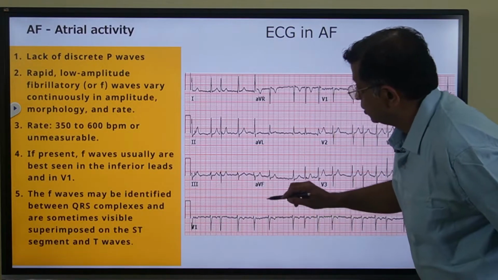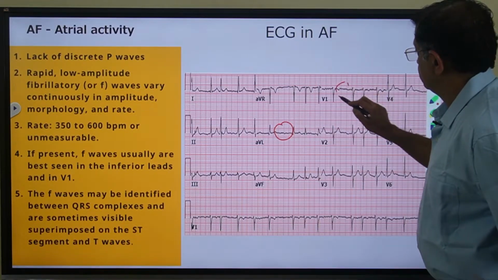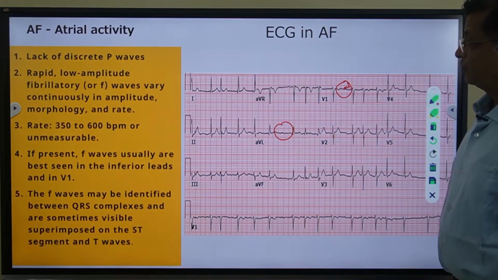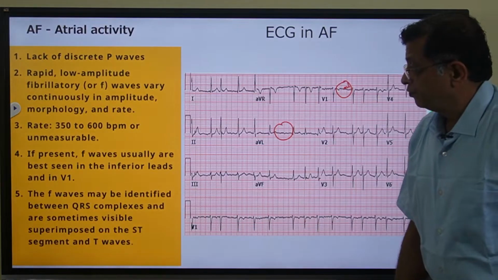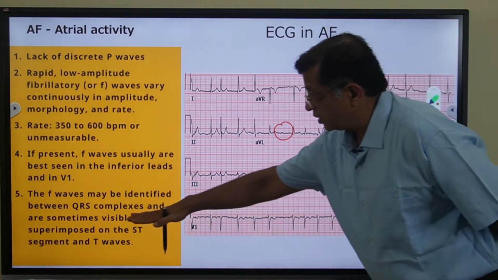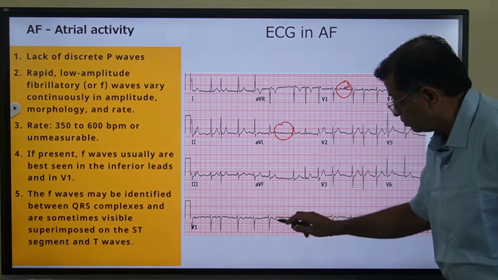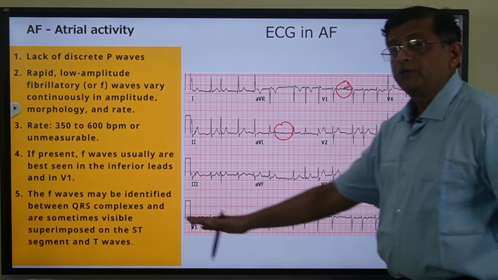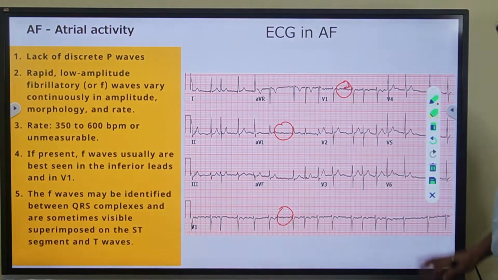They are most commonly seen in lead 2 and V1. So these are small undulations, these are fibrillatory waves. The rate is typically 350 to 600, and if present, they are best seen in the inferior leads and V1. The F waves may be identified between the QRS complexes. See, these are the QRS complexes, and these undulations are the F waves, or they may be superimposed on the T waves or the ST segments.